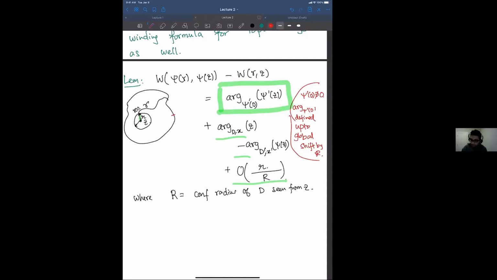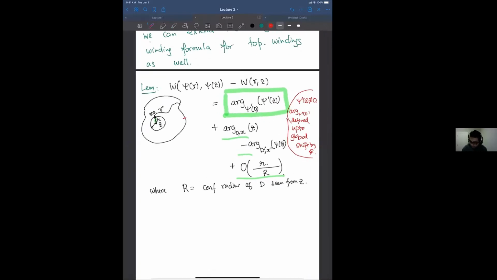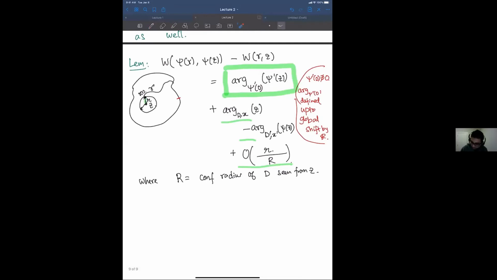Yes, exactly. So in the end, we are going to think. So let me actually make this remark right now. This lemma actually works even if gamma is fractal, as long as z is away from gamma.